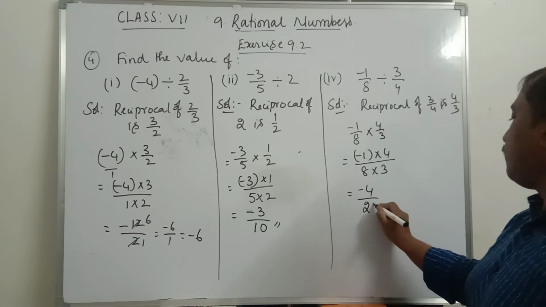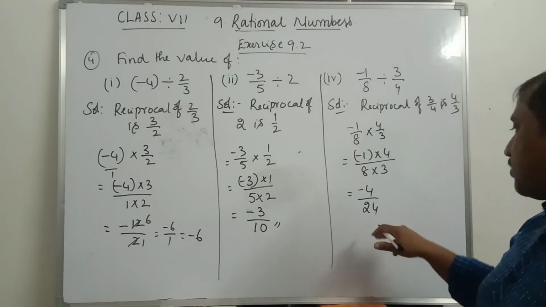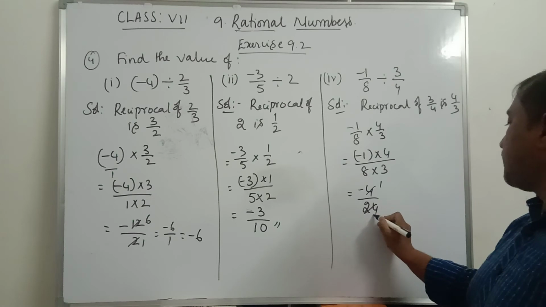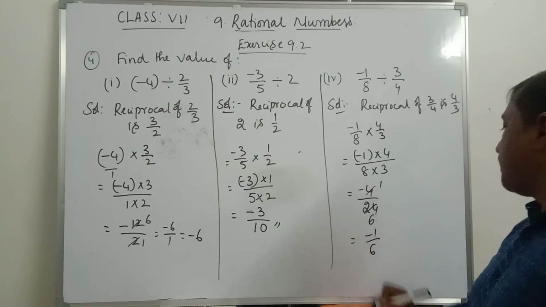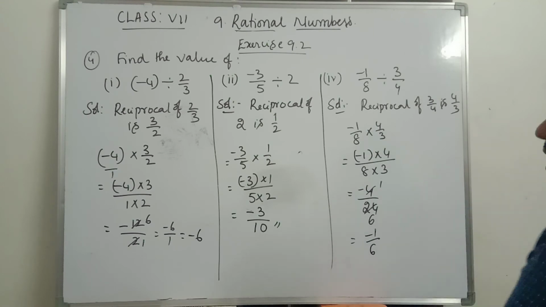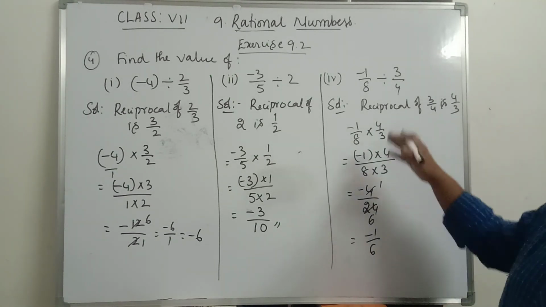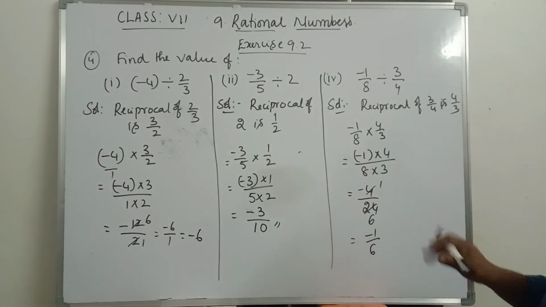8 3s are 24. Now 4 and 24 are both multiples of 4. 4 is the HCF for those, so we can write it in the simplest form. 4 1s are 4, 4 6s are 24. That equals minus 1 by 6. This is the quotient when we divide minus 1 by 8 by 3 by 4. Is it clear, children?